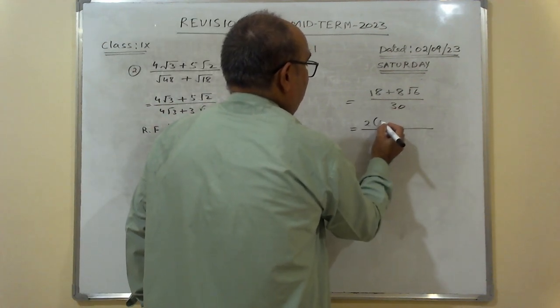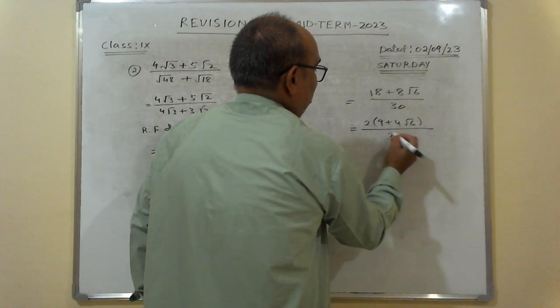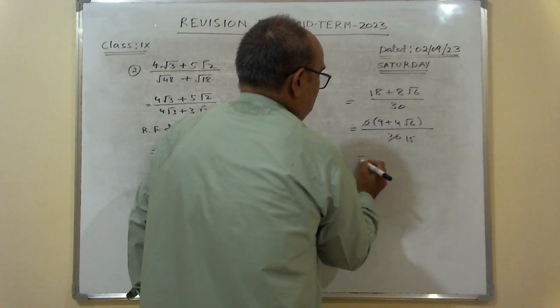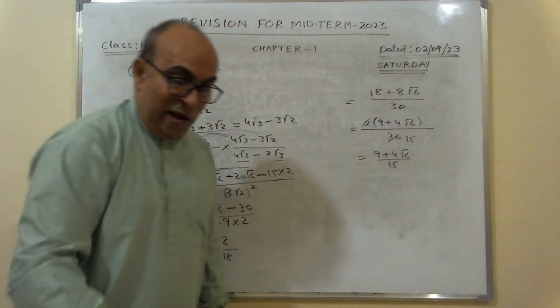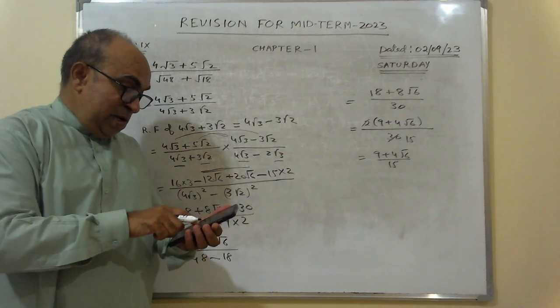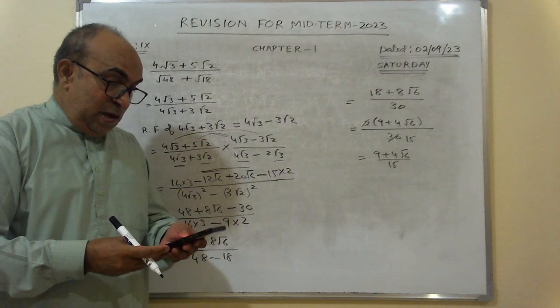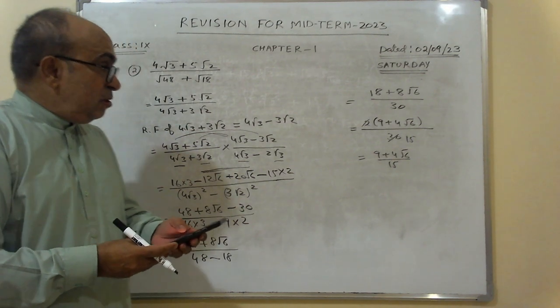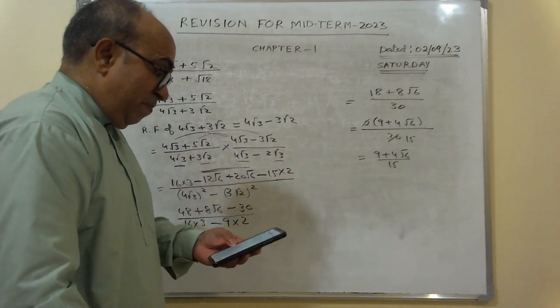2 is common. 2 9s are 18, 2 4s are 8, square root 6 by 30. 2 1s are 2, 2 15s are 30. So 9 plus 4 root 6 by 15 is the final answer. So this is a very important question, and this type of question will come in midterm examination. Now next question, that is question number 3.